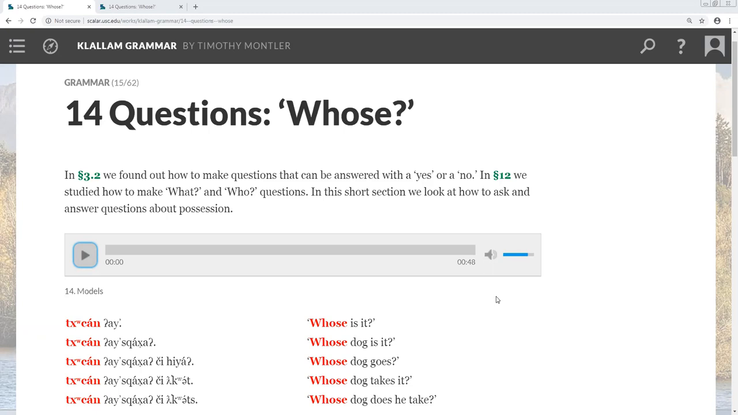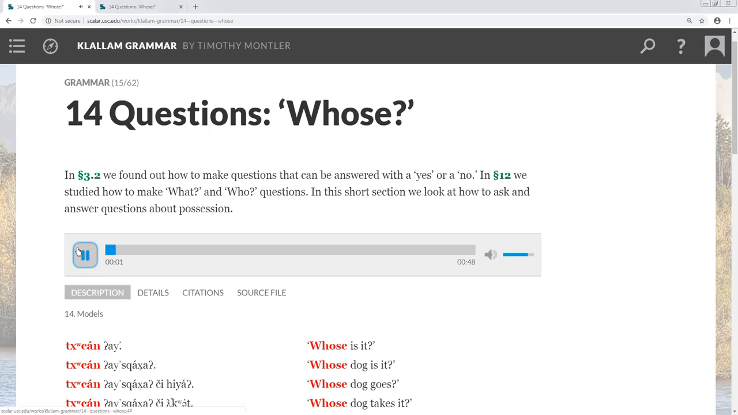The ait is not necessary, but speakers often use it. And instead of ait, you can also use ooch. Whose is it? San ait. Whose dog is it? San ait skaha.